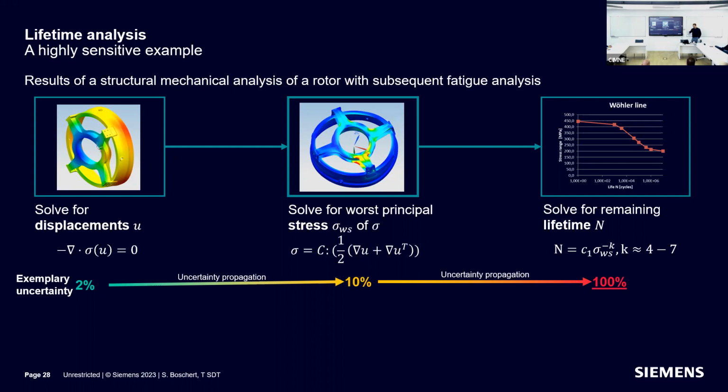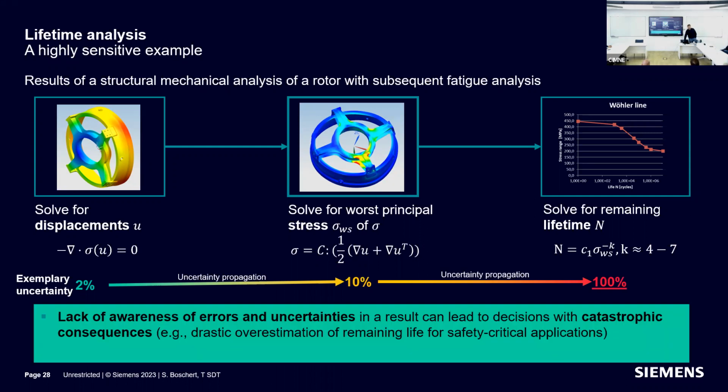You can avoid that because that's a lot of physics, that you really have this dependency, but you need to be aware of it. So not saying, okay, now here comes a lifetime of 4.7 years, that's the result, but you have to say, okay, but this result is very, very uncertain. So look at the uncertainties that you have and really be sure that your simulation results can be useful there.